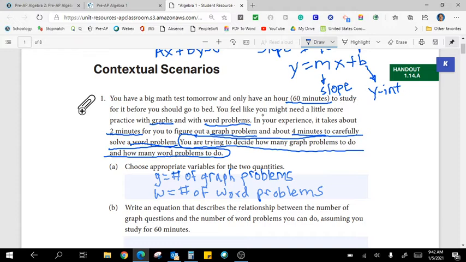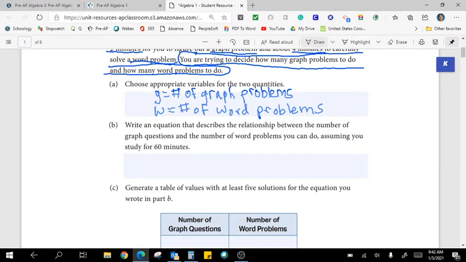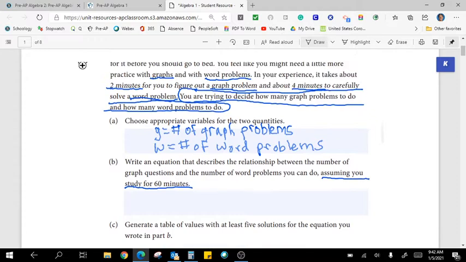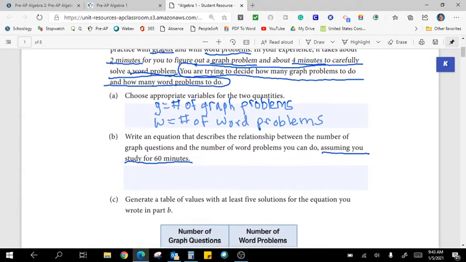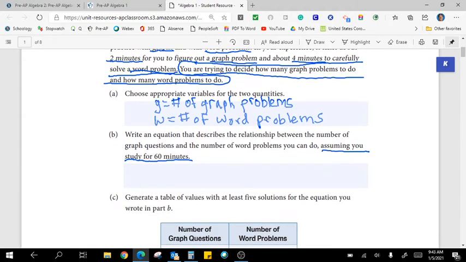It says write an equation that describes the relationship between the number of graph problems and the number of word problems you can do, assuming you study 60 minutes. So if we go back up to the top, it says 4 minutes per word problem, and 2 minutes per graph problem. So obviously the graph problems are easier to do, right? If the graph problems take us 2 minutes, we can call that 2x, or 2g.